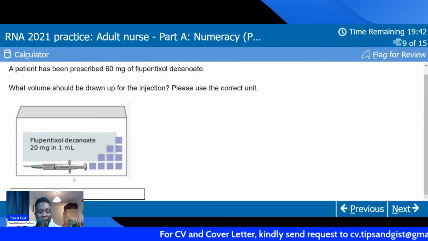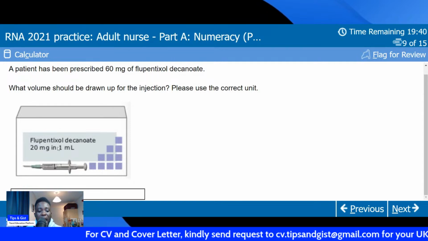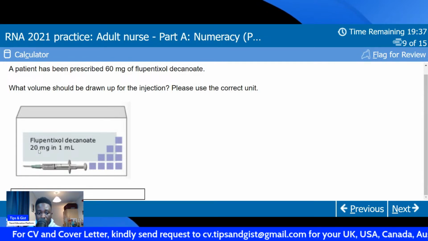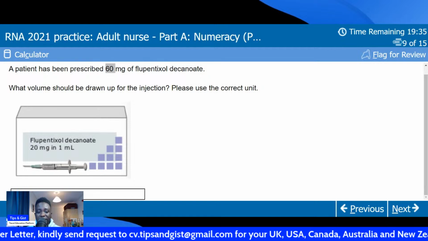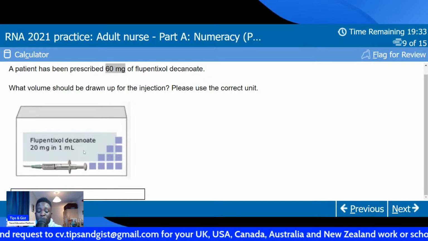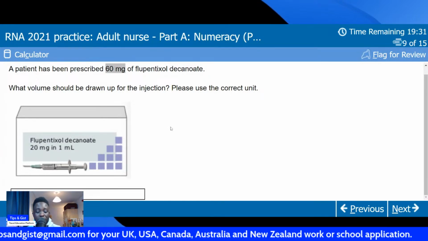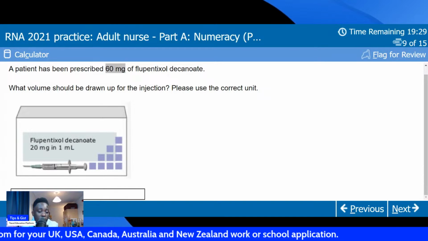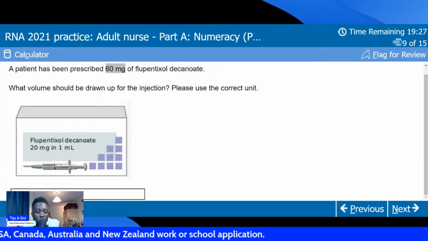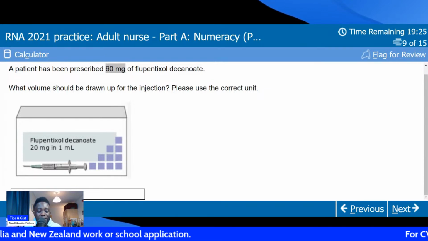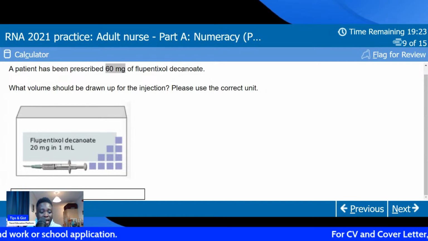Now look at the injection over there. They said 1 ml is 20 milligram, and the doctor says give 60 milligram. That means you are supposed to withdraw 3 ml, per simple calculation. If I withdraw 1 ml, it's 20, 2 ml, 40, 3 ml, 60. So the answer is 3 ml.